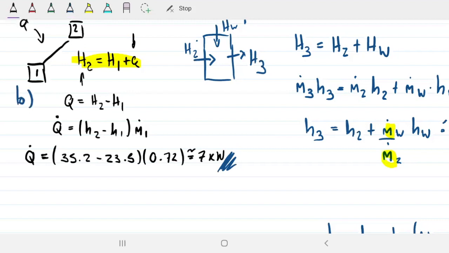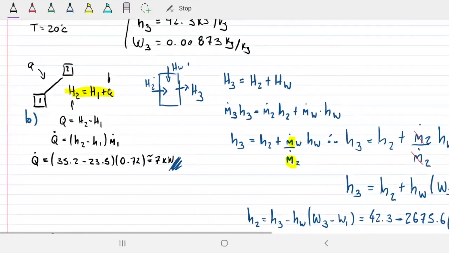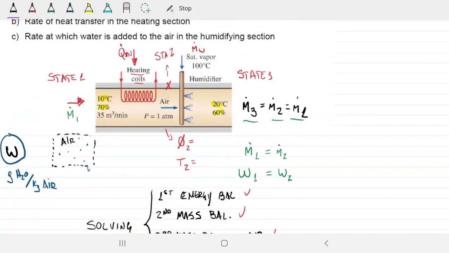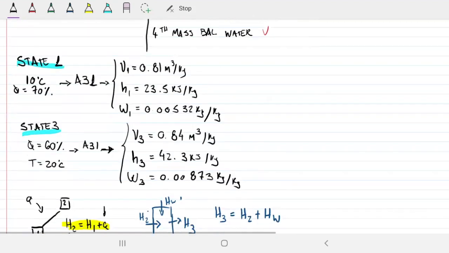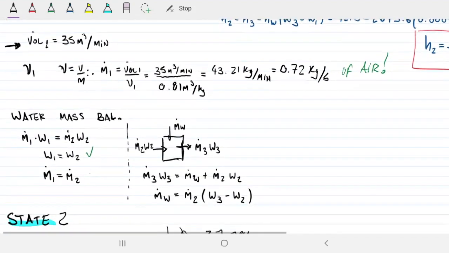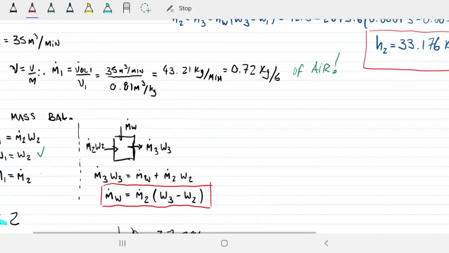In part C, it's asking us the rate at which water is added to the air in the humidifying section. So what is it asking us? It's asking us what is m dot w, the rate of water that's being added in the humidifying section. And we've stumbled upon that before. Right here. So we used this before to be able to solve part of the problem, but we didn't really calculate it because we didn't have to before. But now we want to.